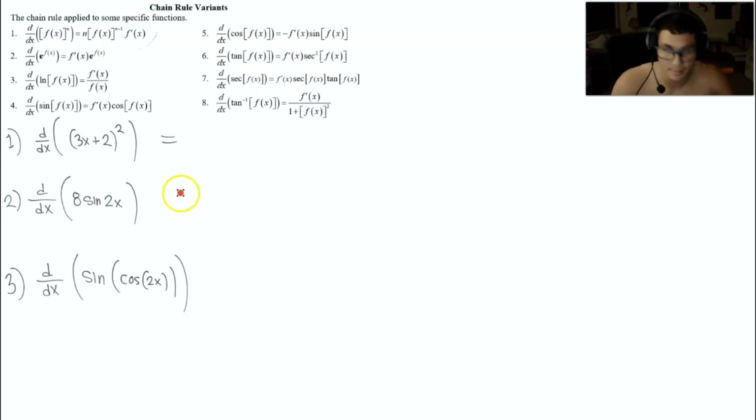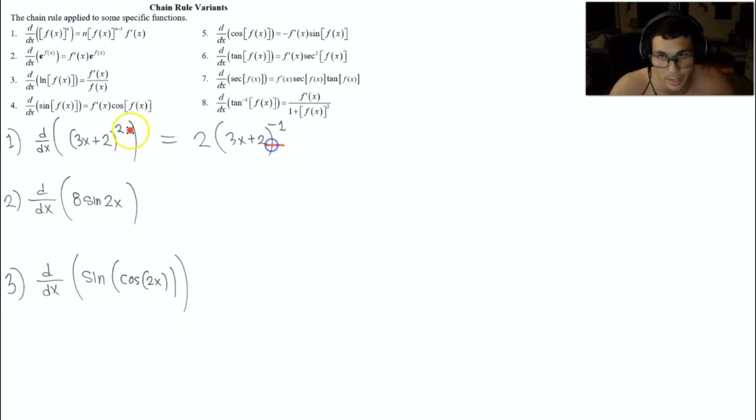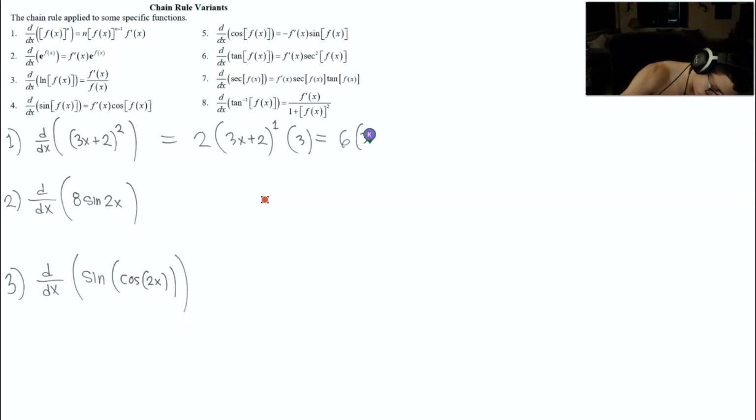Okay, so the 2 is going to come down like always, and you're going to keep the inside the same, you're not going to touch it, and then you're going to subtract 1 from the 2 at the top, so 2 minus 1 is 1, not negative 1. And then you're going to take this inner derivative, which is just going to be 3. So it's going to be 6 times (3x plus 2).